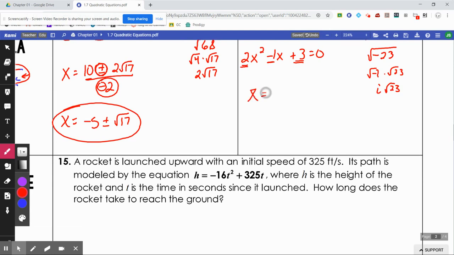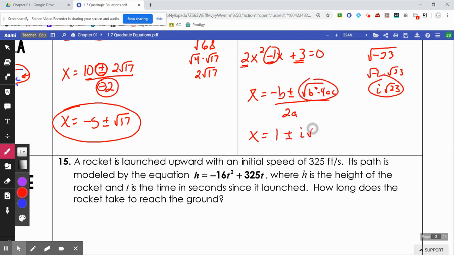Again, the formula was x equals negative b plus and minus the square root of b squared minus 4ac, all over 2a. So your final answer, x equals negative b, which would be 1, plus and minus this stuff, which we've already cleaned up, i root 23, all divided by 2 times a is 2, so that'd be a 4. You can leave your answer like that.